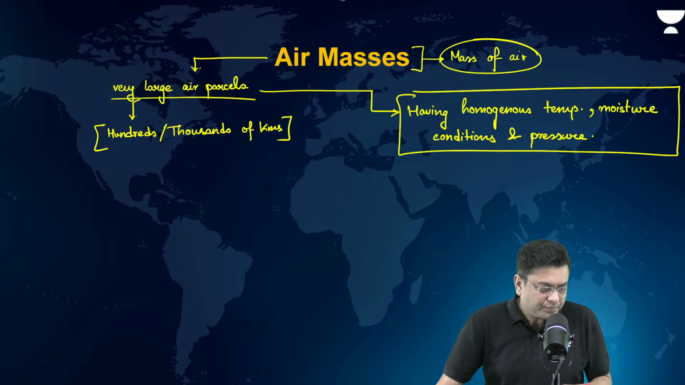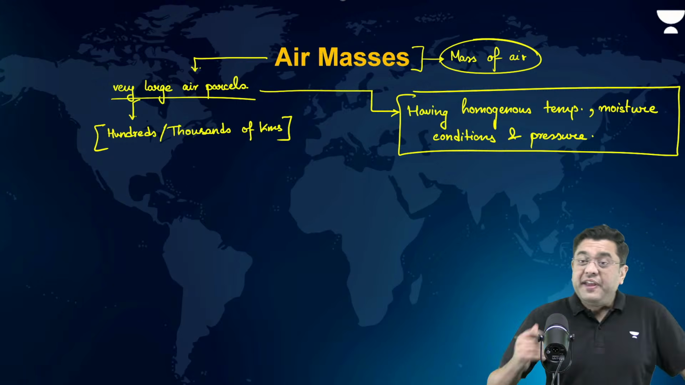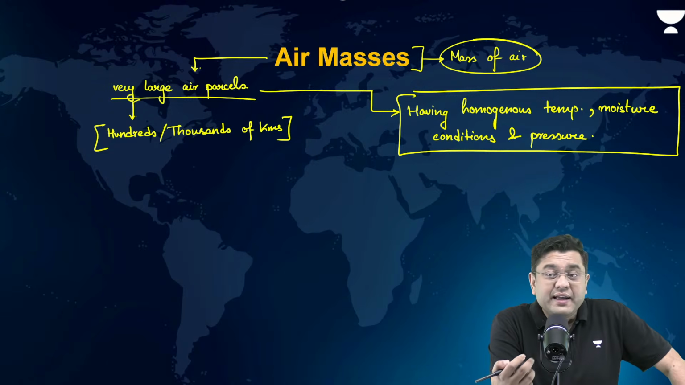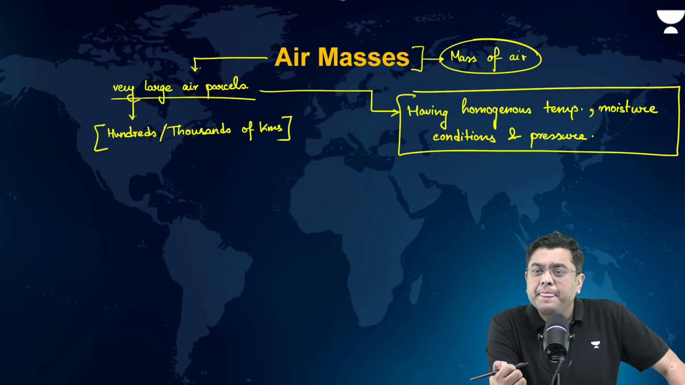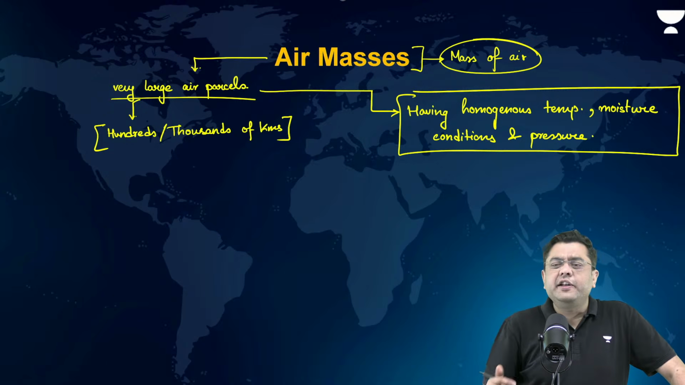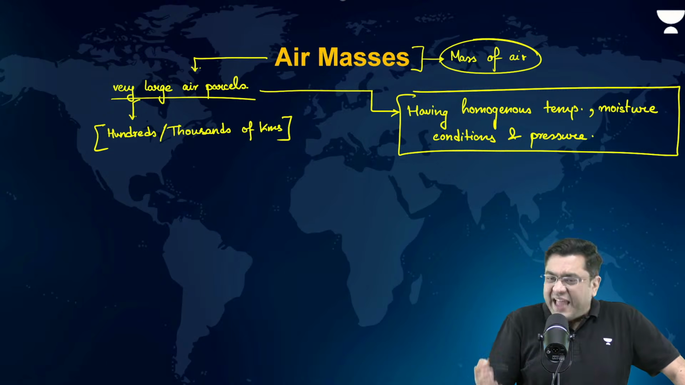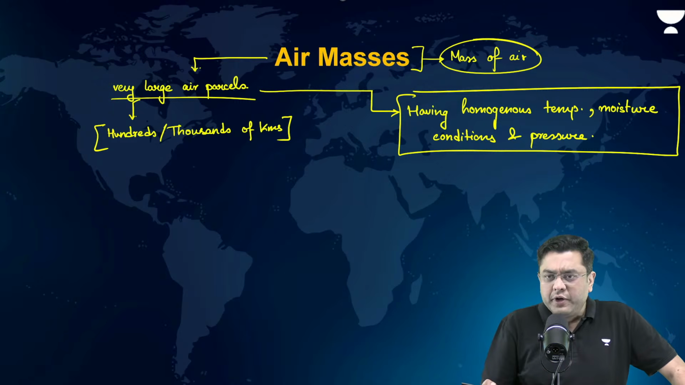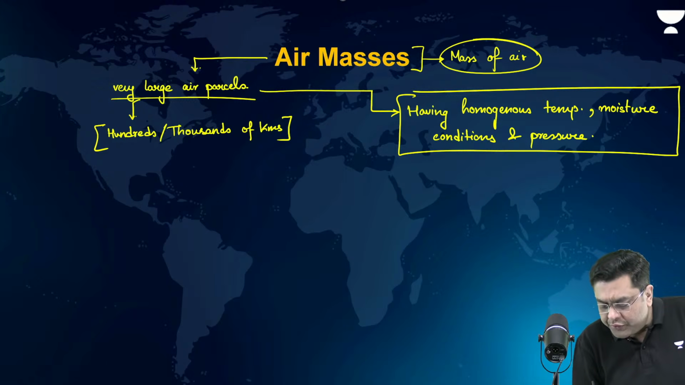Okay, Himani? Now, where does the air gain its property from? This temperature, moisture, etc., that we are talking about, where does the air gain this property from? It gains this property from the surface that it is in contact with. That surface which provides the conditions to the air, that surface is known as the source region.